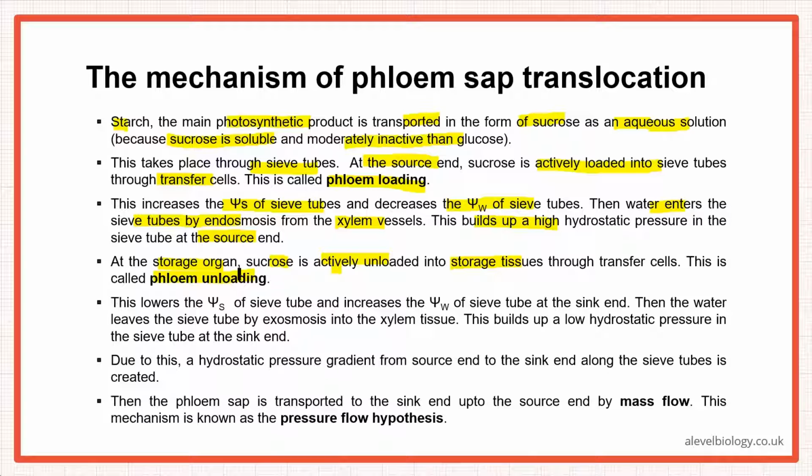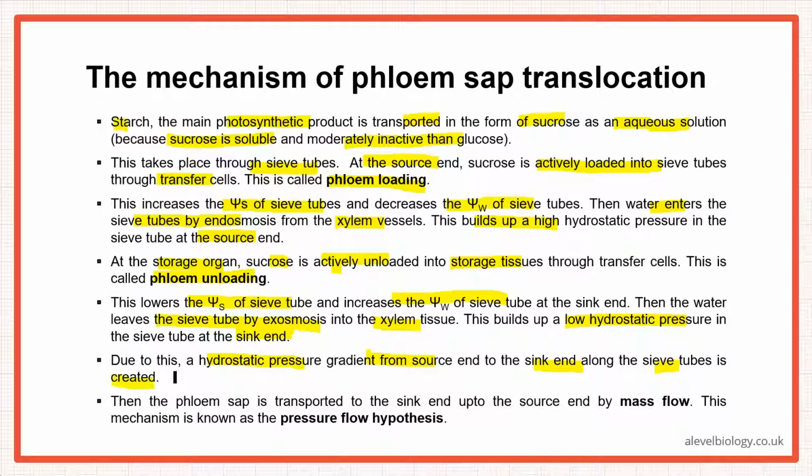Because of that, what is happening? The solute potential becomes less and the water potential becomes high. Right now we're talking about what is happening at the sink end. So this lowers the solute potential and increases the water potential. Because of increased water potential, water will move out. It will leave the sieve tube by exosmosis and enter the xylem tissue. This builds up a low hydrostatic pressure in the sieve tube at the sink end. Due to this, a hydrostatic pressure gradient from the source end to the sink end along the sieve tubes is created.